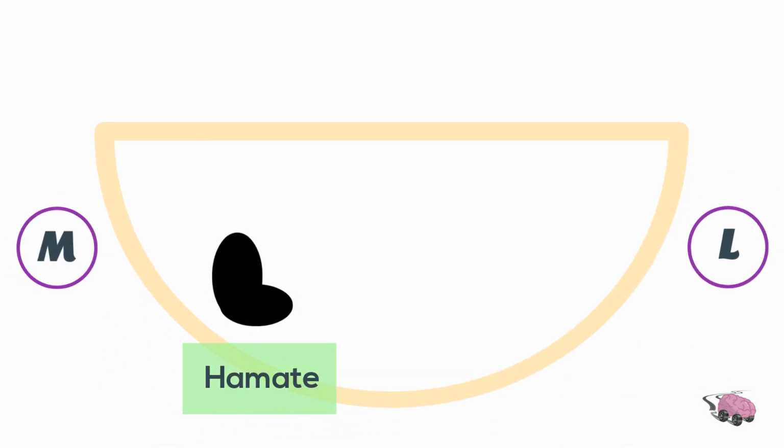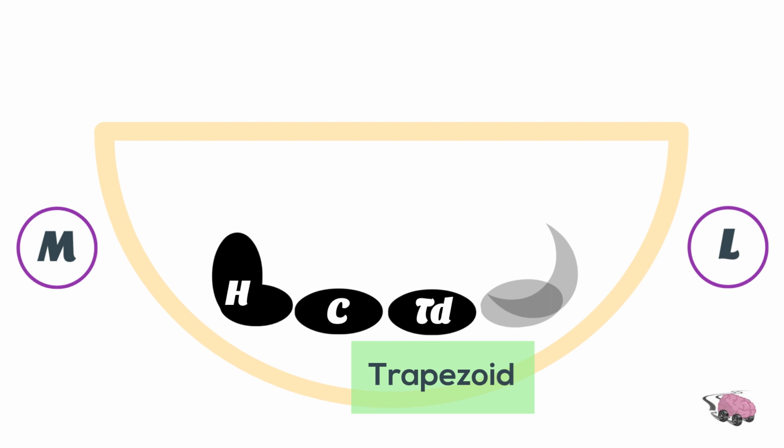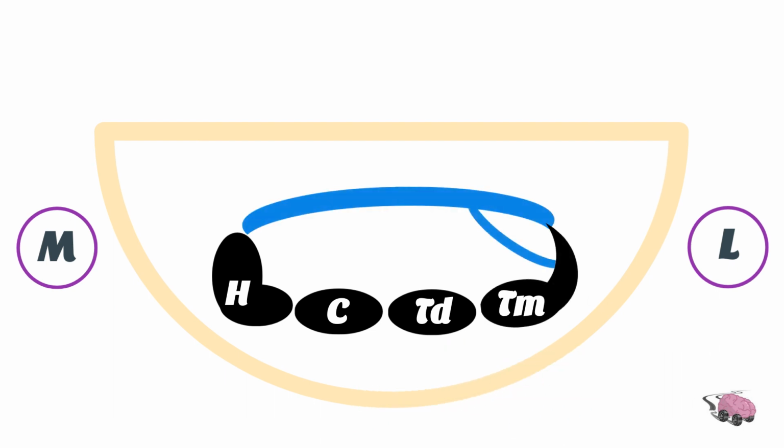First one is hamate, H for hamate, C for capitate, TD for trapezoid, TM for trapezium. Next is the roof of the carpal tunnel, which is called the flexor retinaculum.